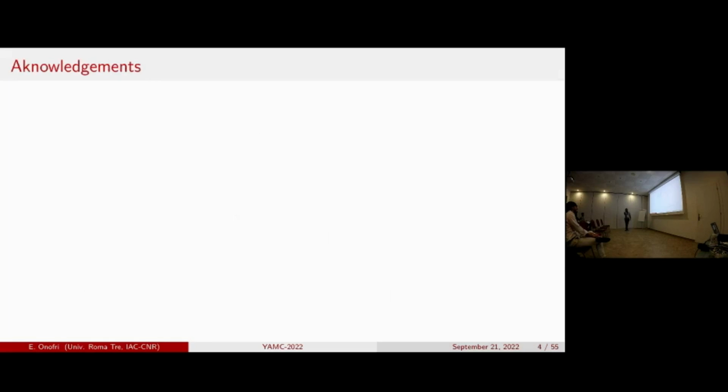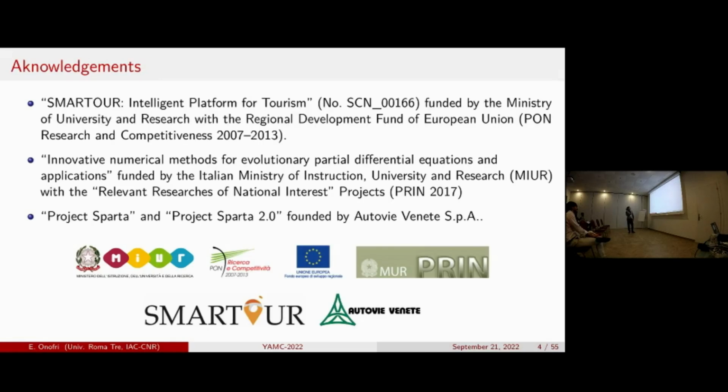Apart from these fun facts, I would like also to make some acknowledgements, because a lot of people funded this project: Smart Tour, intelligent platform for tourism; innovative numerical methods for evolutionary partial differential equations and applications; and of course also the project by Autovie Venete called Project Sparta and Project Sparta 2.0.